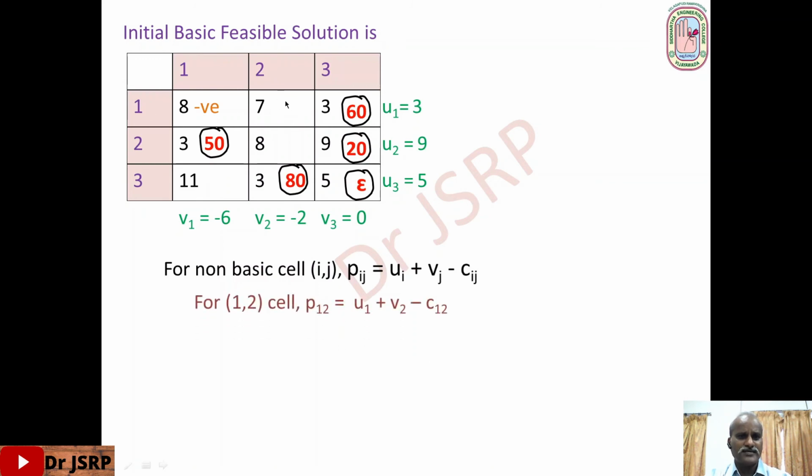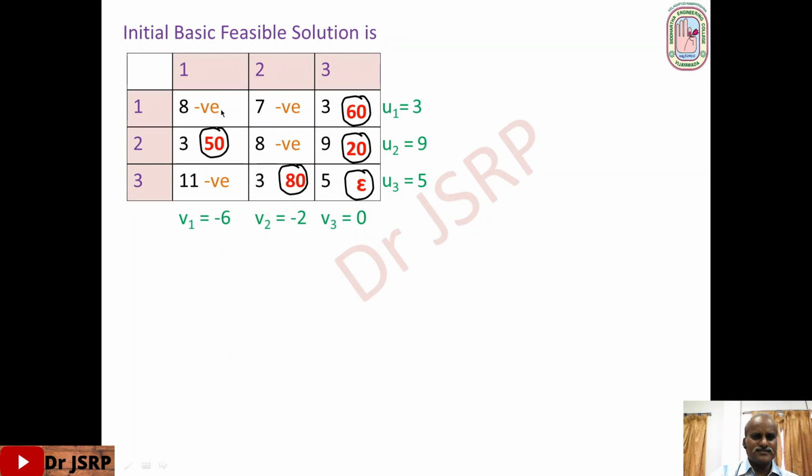Next, for the second non-basic cell, the 1, 2 cell, U1 plus V2 minus cost C12. So 3 minus 2 minus 7. So negative. Next, for the 2, 2 cell, P22 is U2 plus V2 minus C22: 9 minus 2 minus 8. So 9 minus 10, minus 1. So negative. For the 3, 1 cell, U3 plus V1 minus C31: U3 5, V1 minus 6, cost minus 11. So negative. These are the penalties.